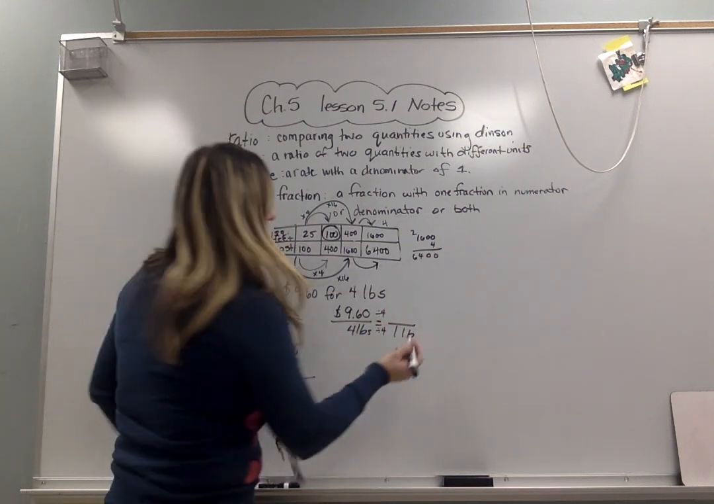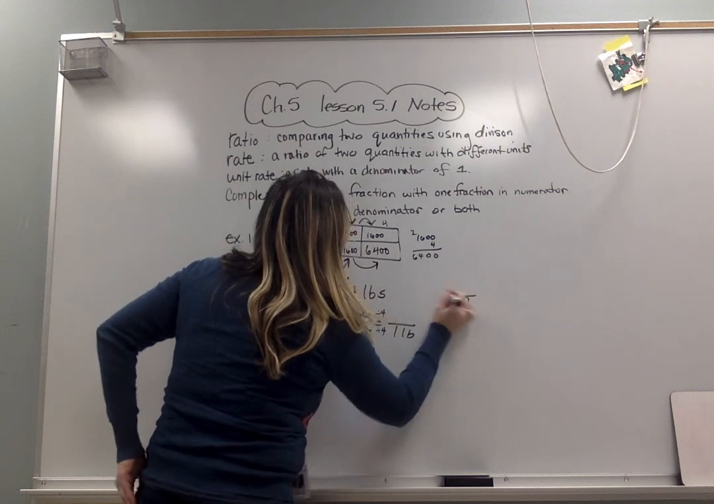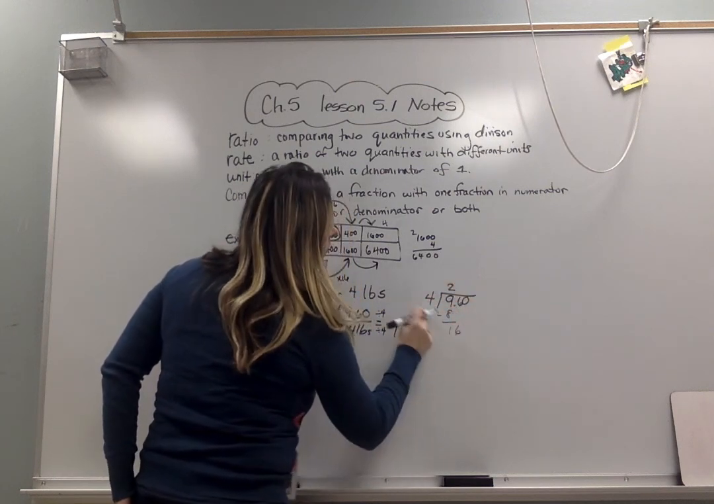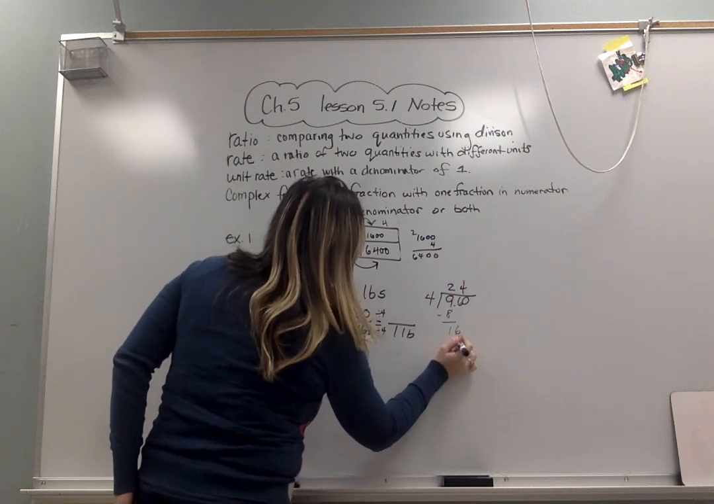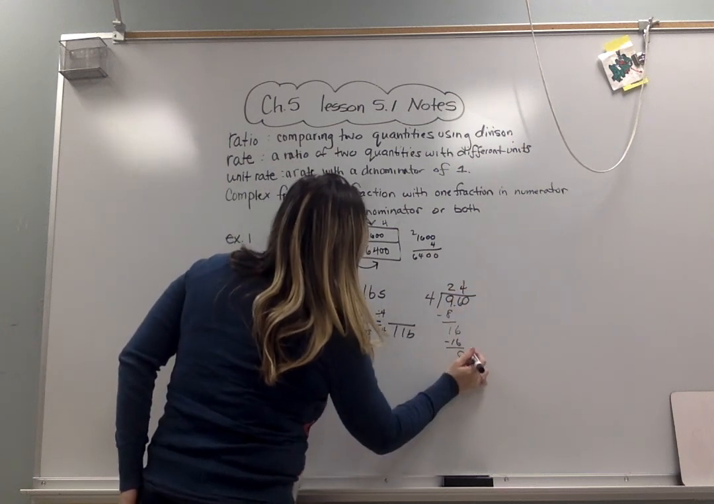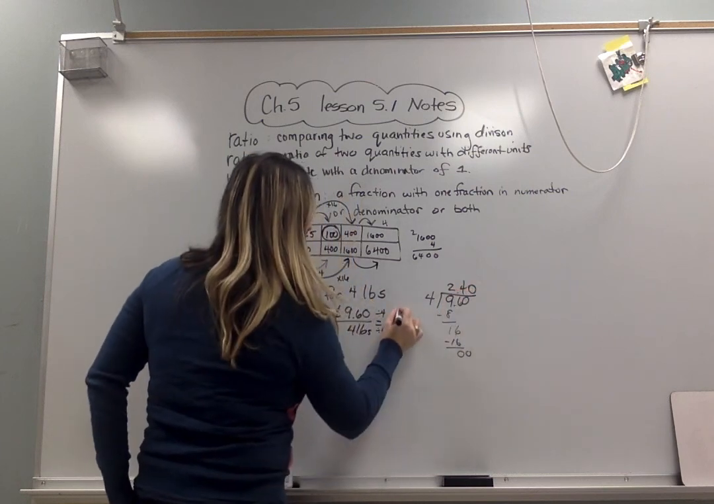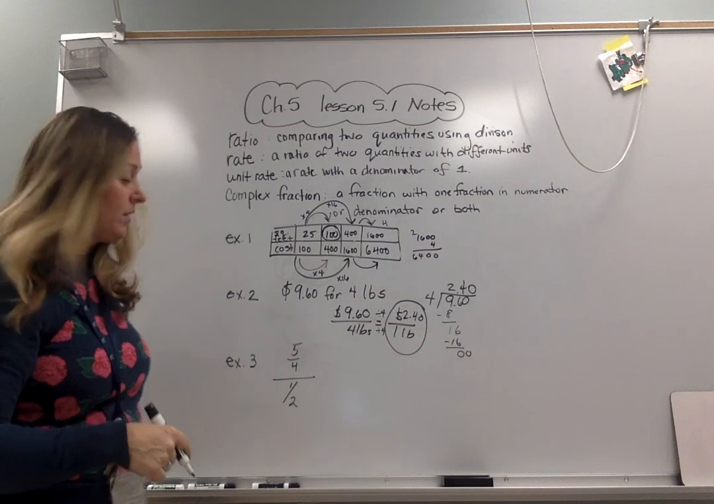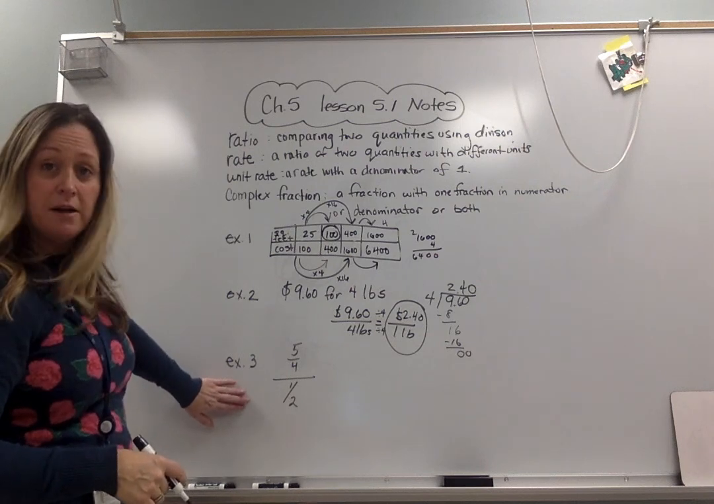I'm going to have to do the long division. $9.60 divided by 4. 4 goes into 9 2 times. 4 goes into 16 4 times. 4 goes into 0 0 times. So my answer is $2.40 per pound.